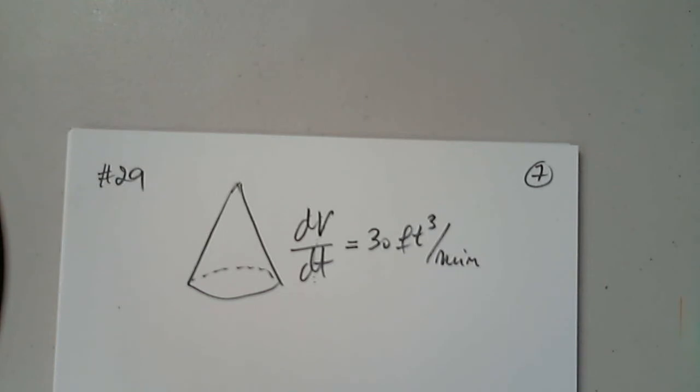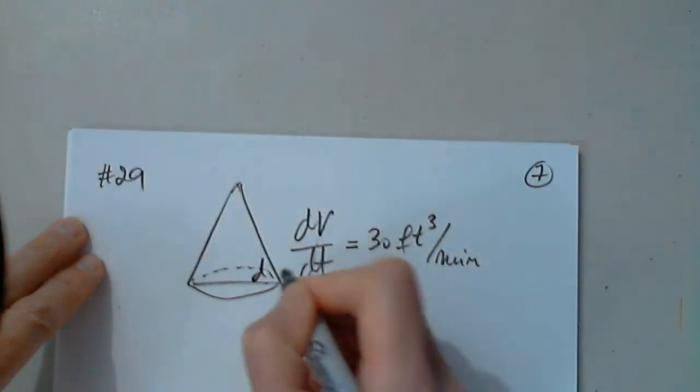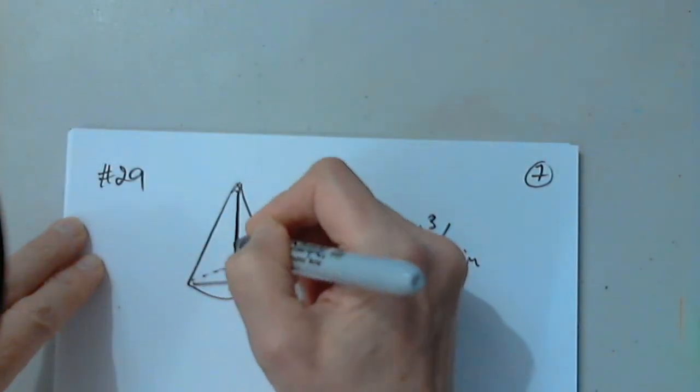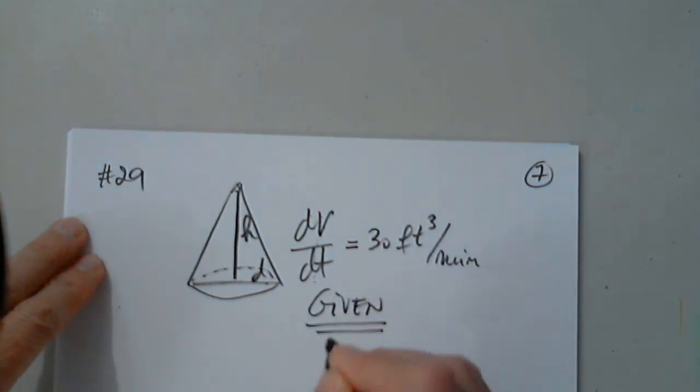Okay. And its coarseness is such that it forms a pile in the shape of a cone, whose base diameter and height are always equal. This is not the trap. Base diameter and height are always equal. Okay? Given. This is fixed, carved in stone.